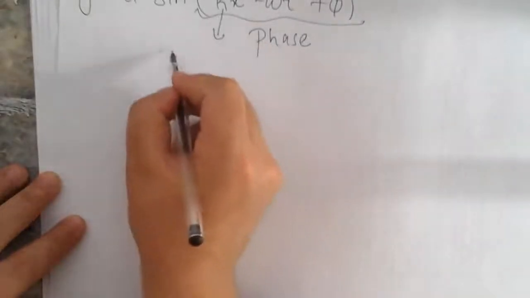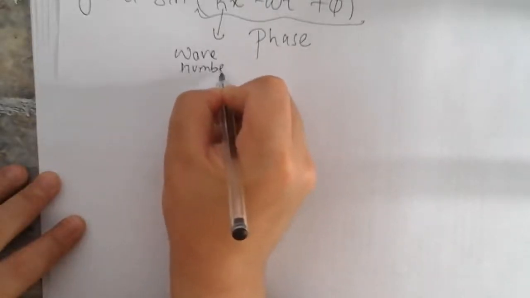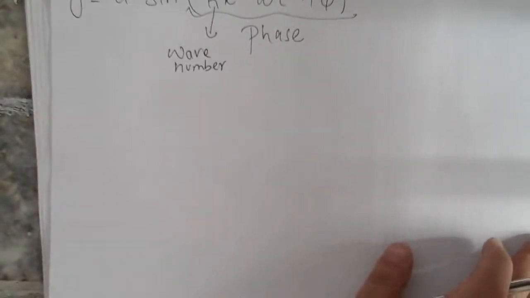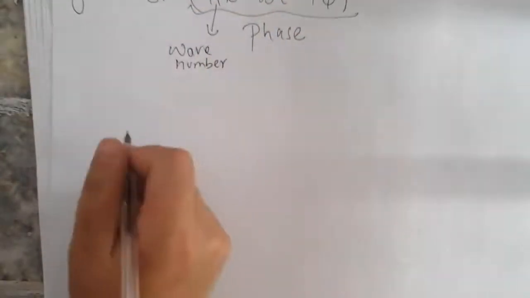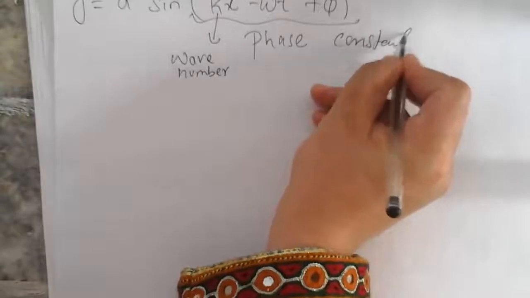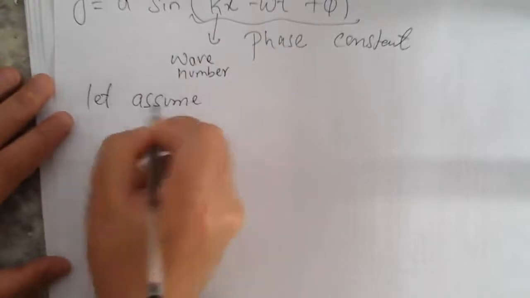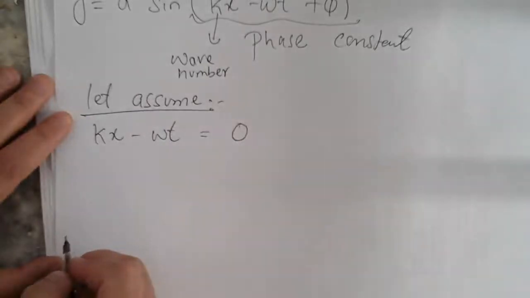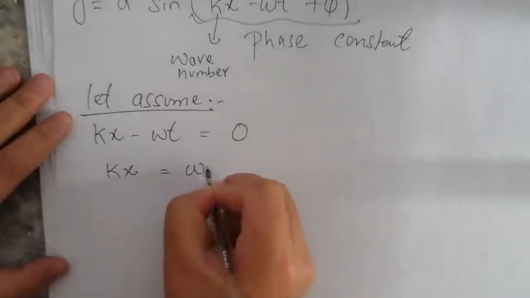Here k is the wave number. Now by phase we mean that this is actually a constant, or we can say it is a characteristic property of the wave. How? Let's assume this is constant. So let's assume that kx minus omega t is equal to 0. So definitely kx is equal to omega t.